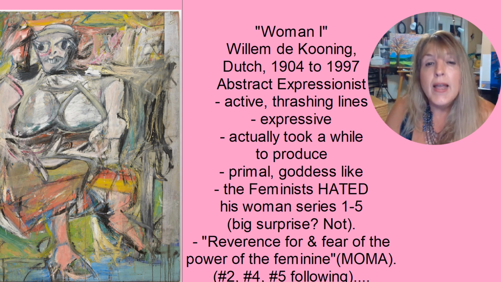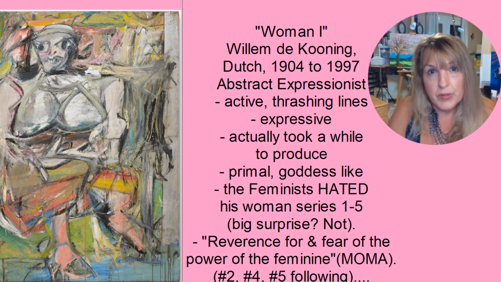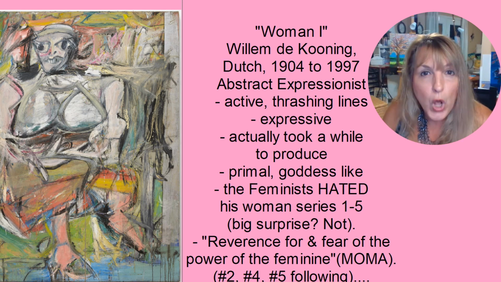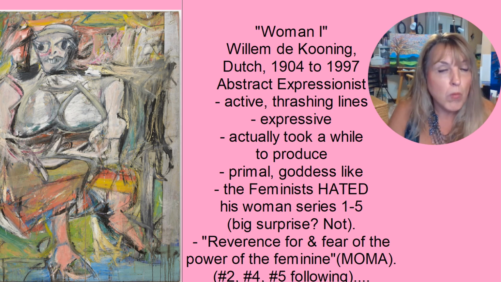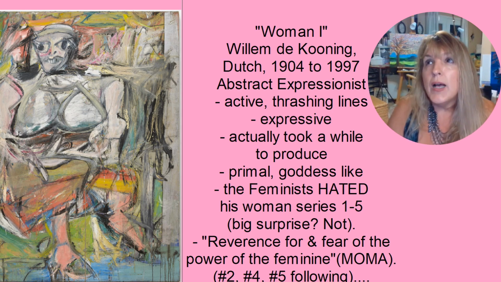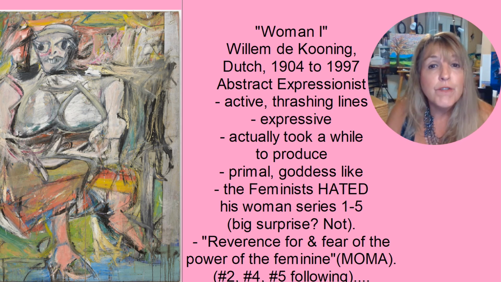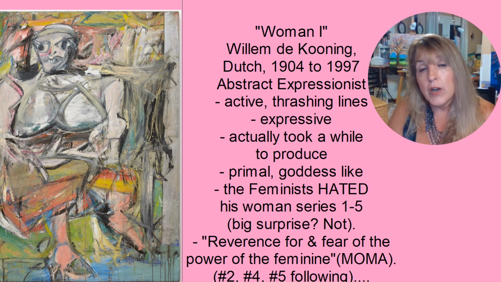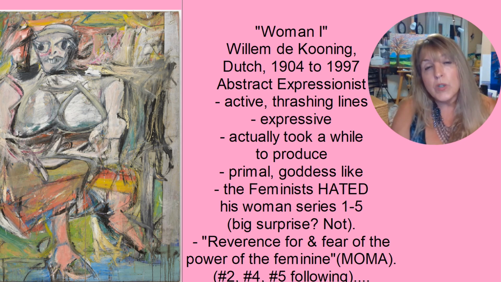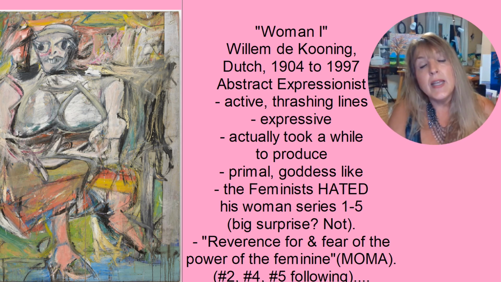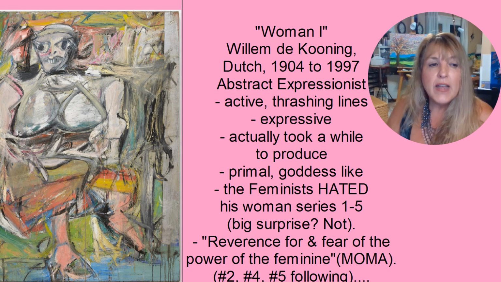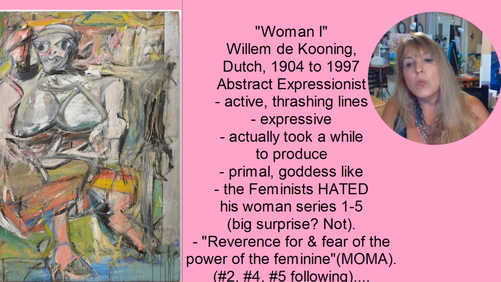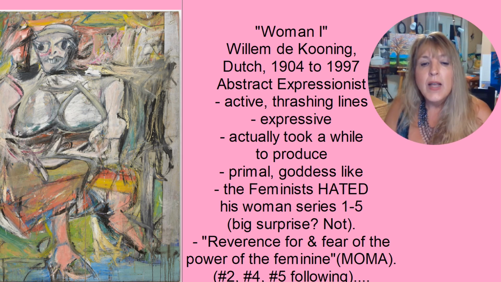Willem de Kooning, Abstract Expressionism. He's grouped with artists like Jackson Pollock, Mark Rothko, and certainly Helen Frankenthaler. And this is a Dutch artist, Willem de Kooning, who worked as a New York school artist in New York, with active thrashing lines, very, very expressive. He actually took a while to produce this work.